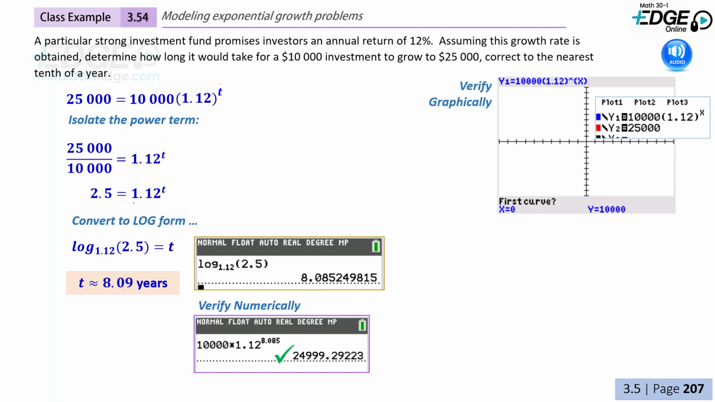Now, we can also verify graphically. So we could write y1, this part of the equation, we can type in as y1. And 25,000 is y2.